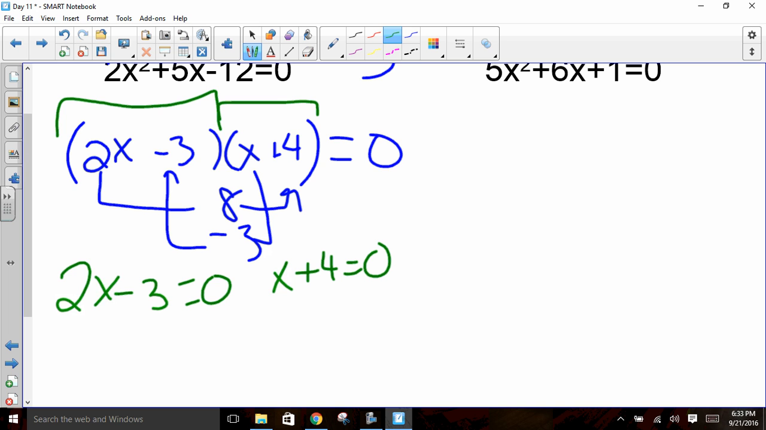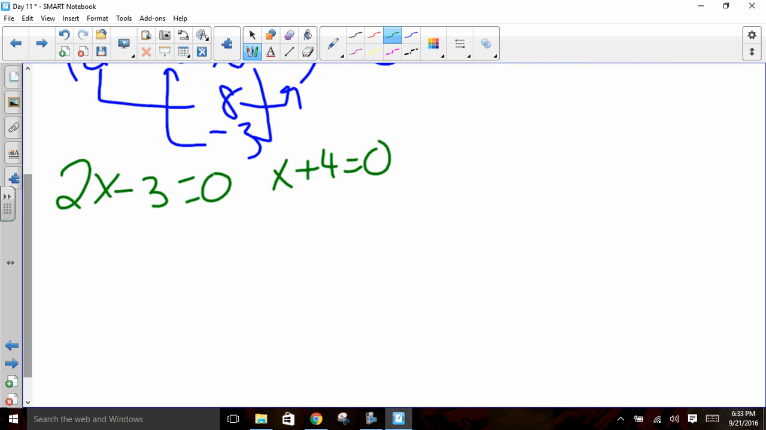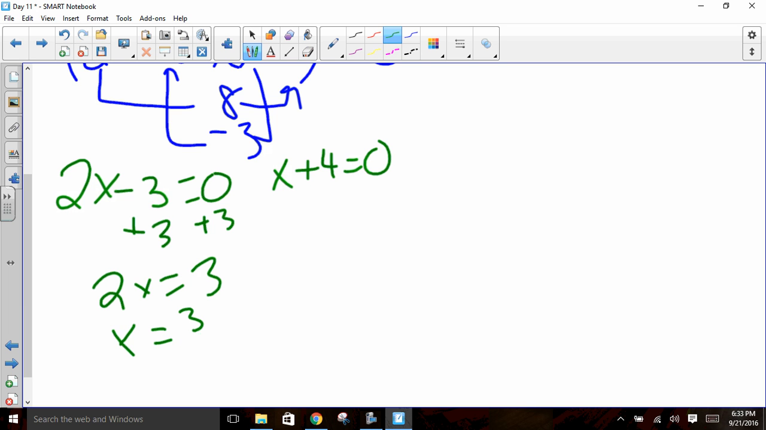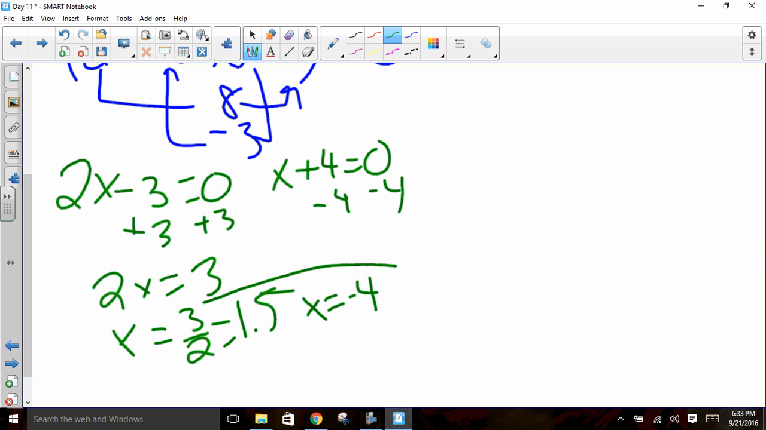So say I were to graph, or I was looking at this as a physics example. No, we're not going to look at physics examples, but this is why we use factoring. So I add over that 3. I get 2x is equal to 3. Divided by 2, x is equal to 3 over 2, or 1.5. Subtract that 4. I get x is equal to -4. So I have 2 answers on this.